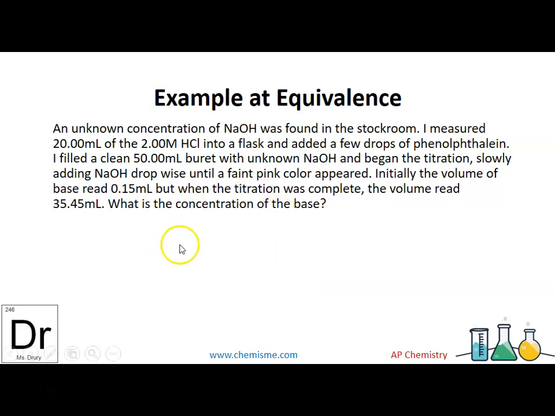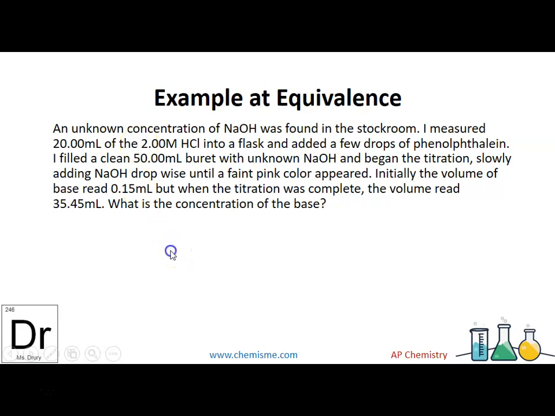An unknown concentration of sodium hydroxide was found in the stockroom. It's measured with 20 milliliters of 2 molar hydrochloric acid in a flask and added a few drops of phenolphthalein. I filled a clean 50 milliliter burette with the unknown sodium hydroxide and began the titration, slowly adding sodium hydroxide dropwise until a faint pink color appeared. Initially, the volume of the base read 0.15 milliliters, but as the titration was complete, the volume reread as 35.45. What's the concentration of the base?